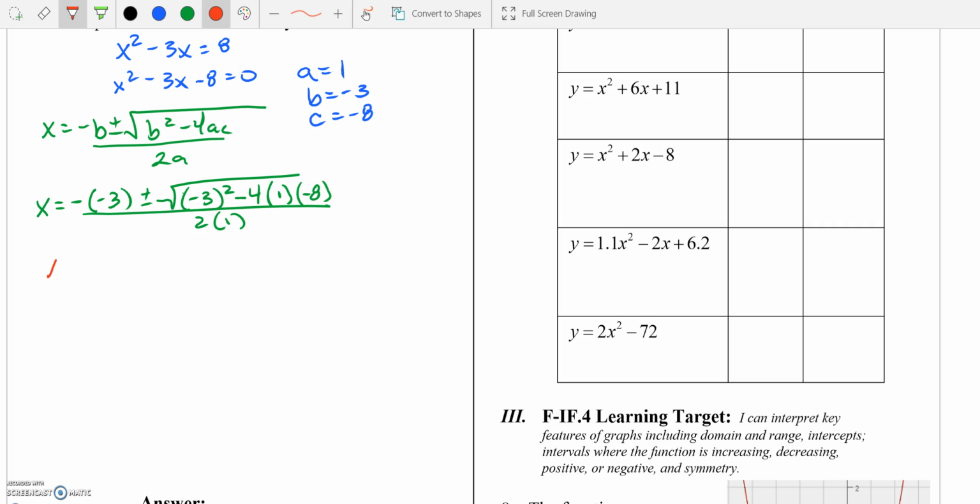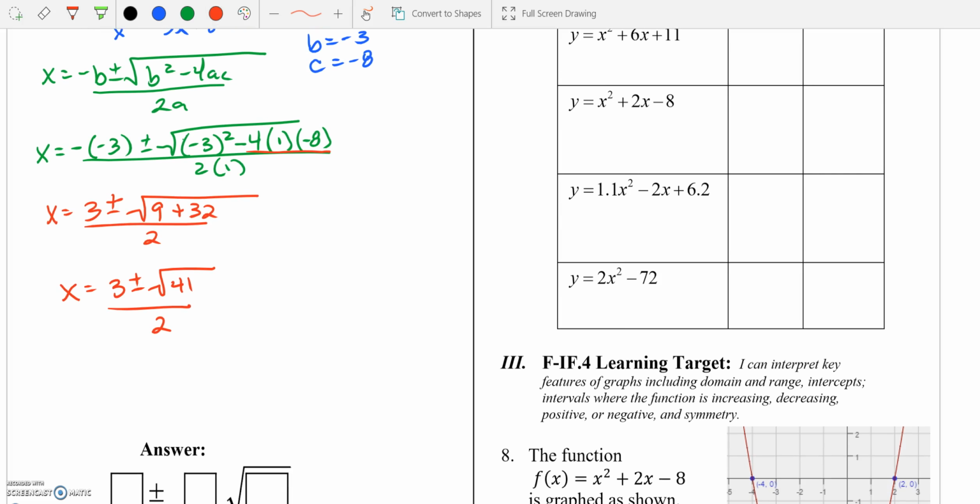So negative b is equal to positive 3, plus or minus the square root. Negative 3 squared is 9, and this right here is going to give me positive 32, all divided by 2. Next step, x is equal to 3 plus or minus the square root of 9 plus 32, which is 41, over 2. And this is finished.